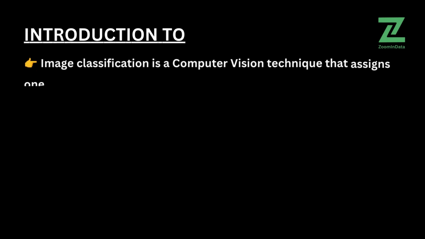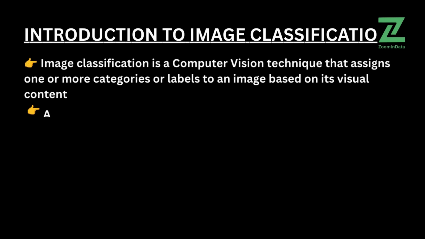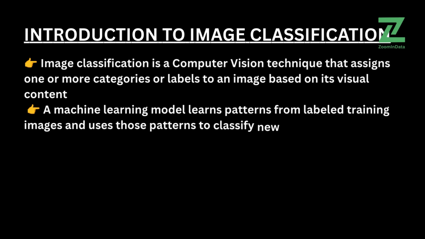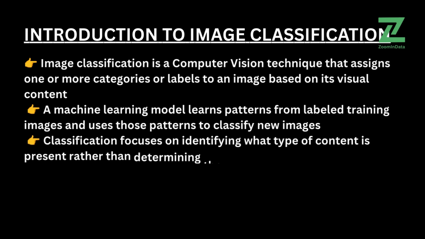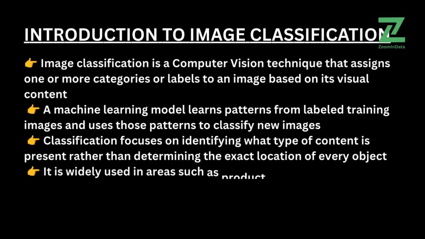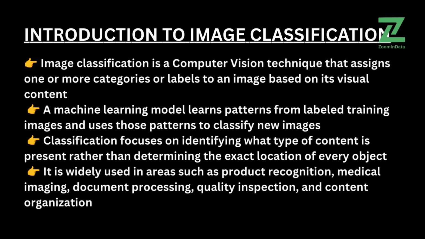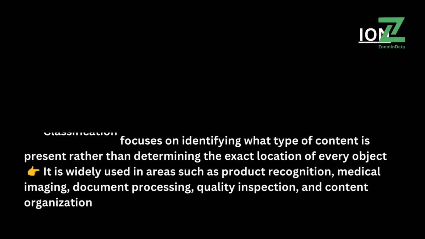Image classification is a computer vision technique that assigns one or more categories or labels to an image based on its visual content. A machine learning model learns patterns from labeled training images and uses those patterns to classify new images. Classification focuses on identifying what type of content is present rather than determining the exact location of every object. It is widely used in areas such as product recognition, medical imaging, document processing, quality inspection, and content organization.